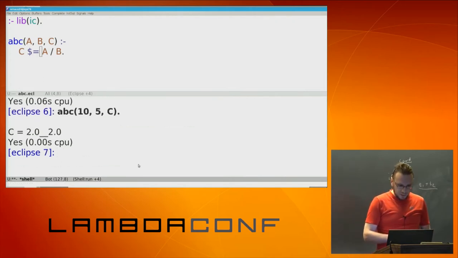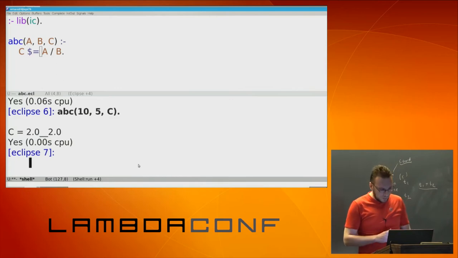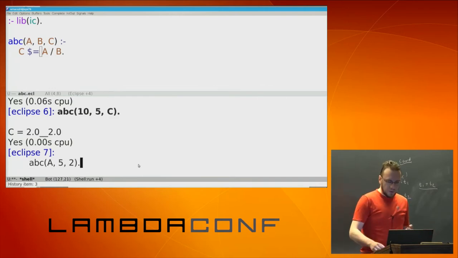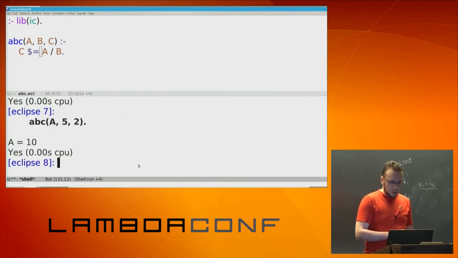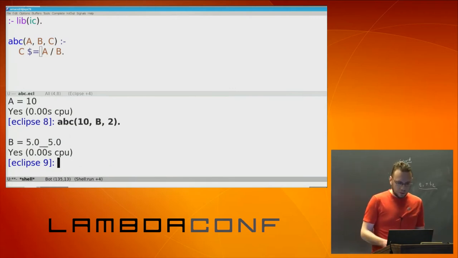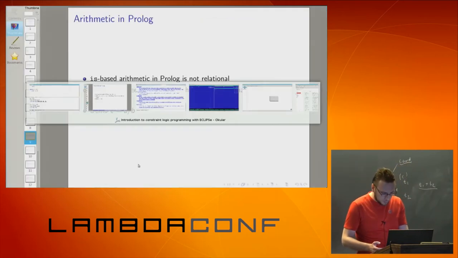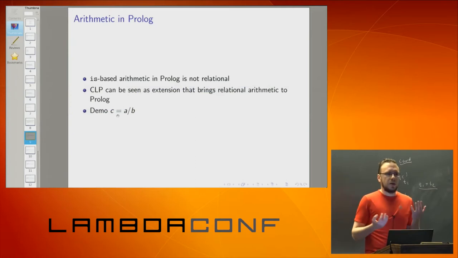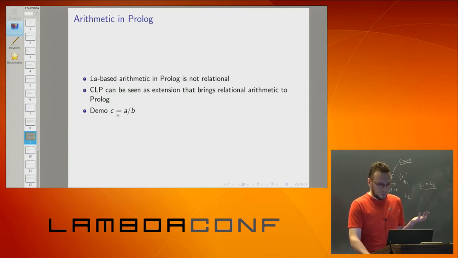10 divided by 5 is still 2. You can see it's like a bounded real. It doesn't matter for this situation. It's like a number from 2 to 2. It's 2. And we can run it now in a different way. A equals 10. 10 divided by 5 is 2. And we can run it this way. Any way we can run it. Any direction. So that's an advantage of constraint logic programming versus old logic programming.